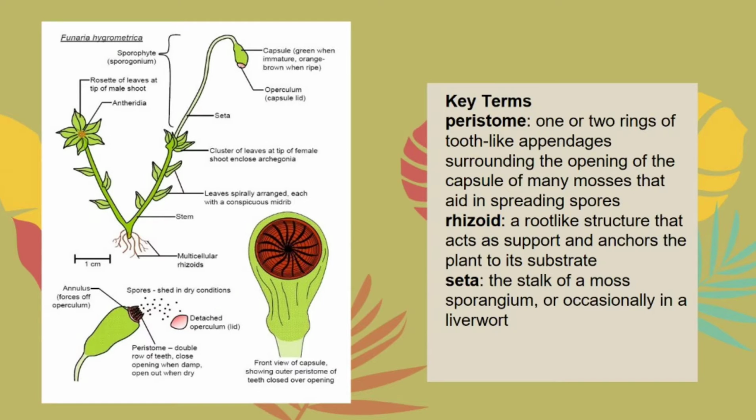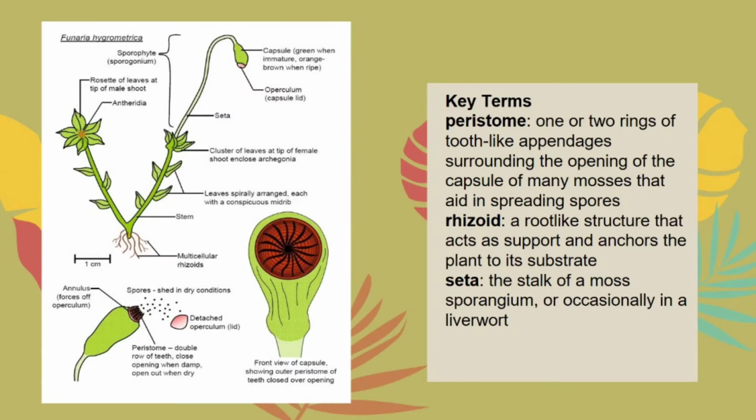You guys must be curious how the structure of mosses would look, right? So there is a capsule which will be green when immature and orange-brown when ripe. The capsule lid is called the operculum, and the part running down from the capsule is called the seta, which is kind of like a stalk. If you look, there is a cluster of leaves at the tip of the female shoot that will enclose the archegonia. The leaves are spirally arranged along the stem. There are also rhizoids, and in the front view of the capsule, it will show the outer peristome over the closed opening.